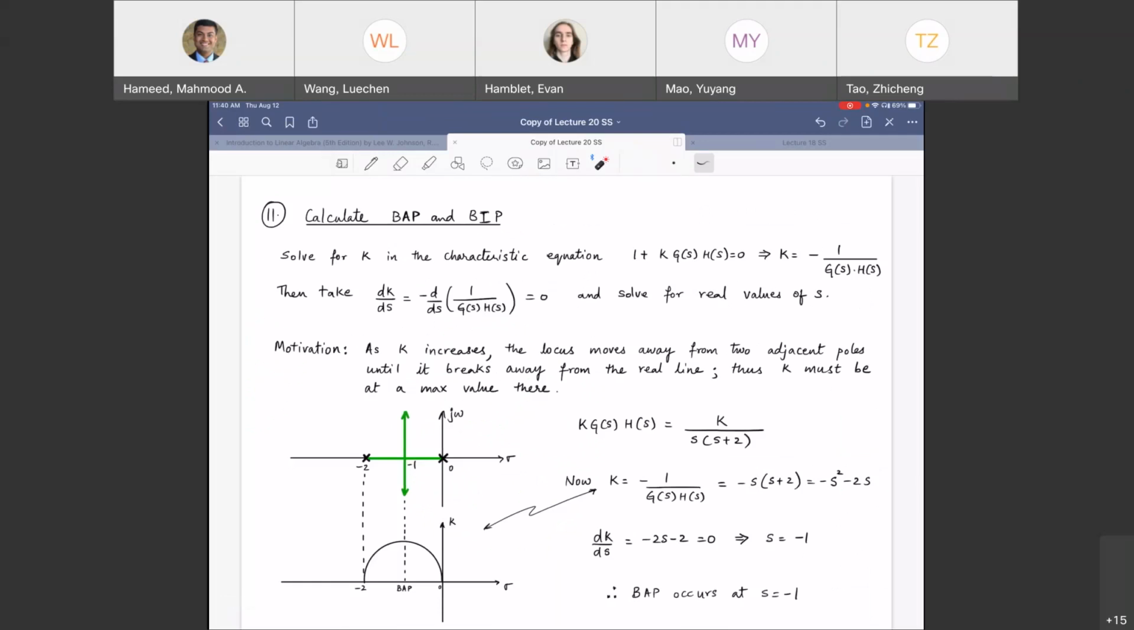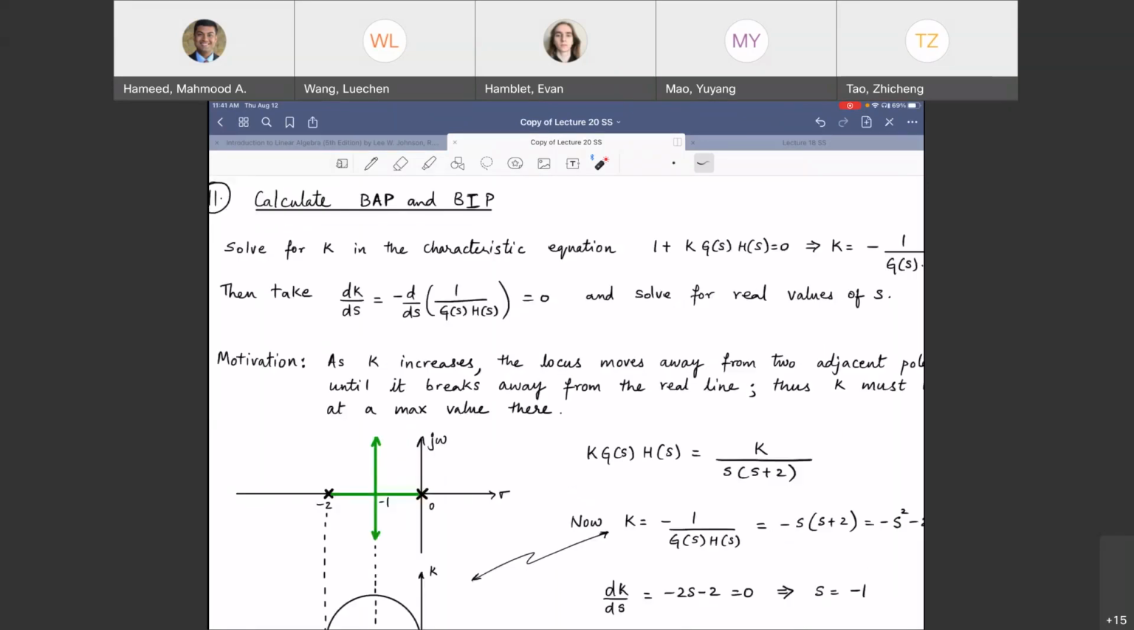Next, calculating breakaway point and break-in point. In this case, there is only one point, the breakaway point. There is no break-in point here. But the strategy is the same. You are trying to find the maximum value of k. So you differentiate k with respect to s and set it to 0. The value of s that makes it possible will be your breakaway point.